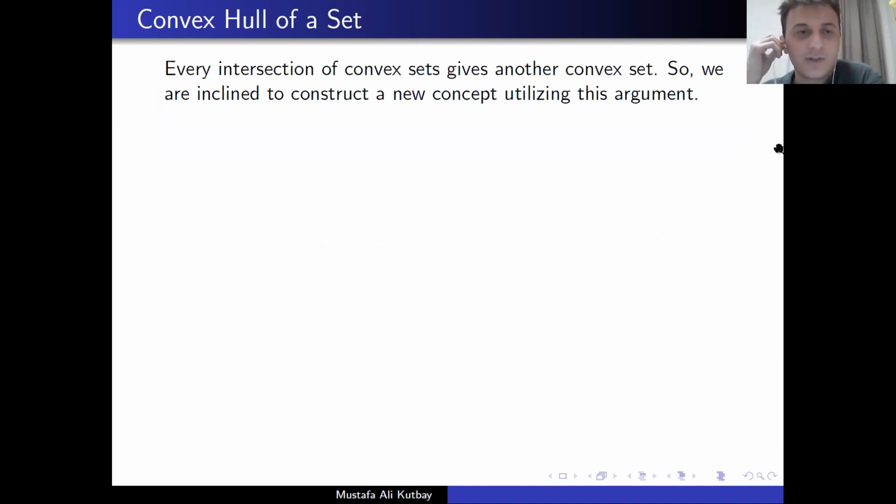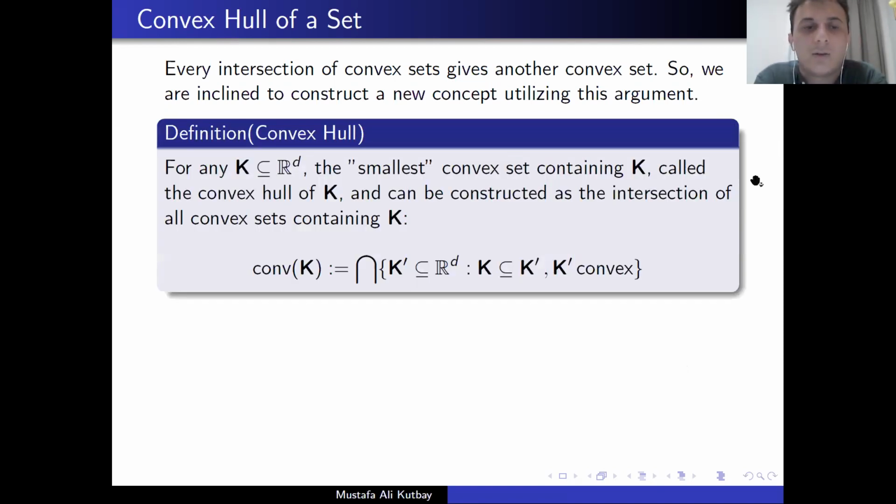After making the observation that every arbitrary intersection of convex sets gives another convex one, we take a step further and define a new concept utilizing this argument. We define the convex hull of a set K, which is arbitrary, not necessarily convex. The smallest convex set containing this K is called the convex hull of the set K. It is just like the span from linear algebra or generators from group theory.